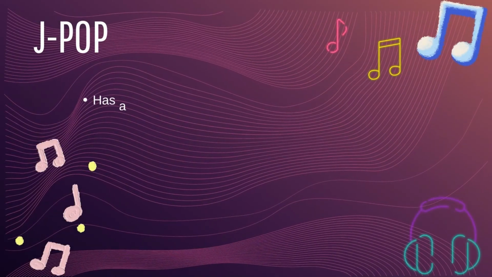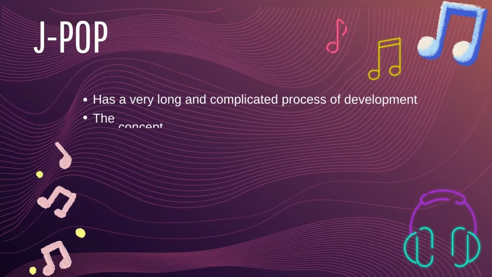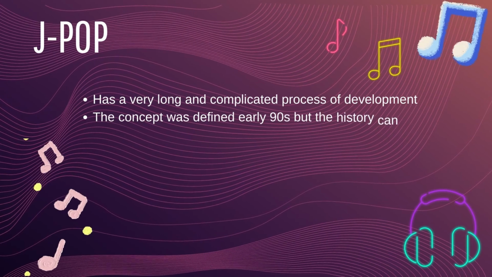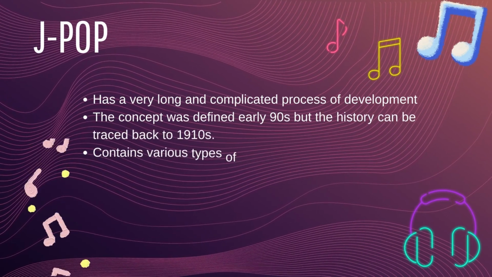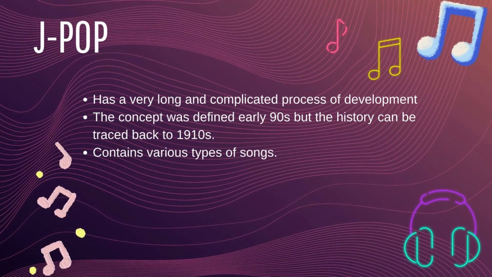Here is our last example, J-pop music. J-pop has a very long and complicated history of development. Honestly, it is really hard to summarize in a few sentences. The concept of J-pop was not defined until the early 90s, but its history can be traced back to the 1910s. Long ago, when pop music was not defined, different generations had different types of their own pop music. Now I'm going to briefly introduce the origin of J-pop music.